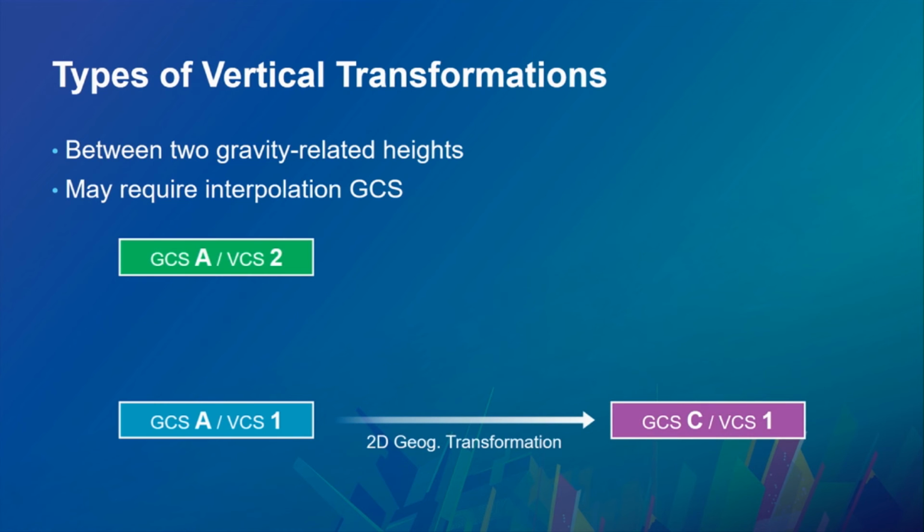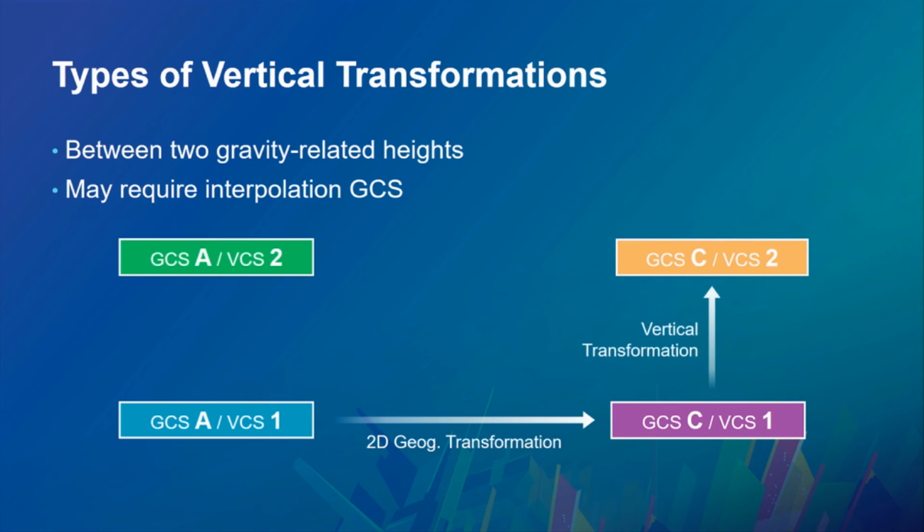So in this case, I'm starting again with the blue box. I've got GCSA, VCS1, gravity-related system. I'm going to do a 2D geographic transformation over to GCSC, still on VCS1. Now I can do the vertical transformation. So I'm still on GCSC, but now I can do VCS2, now that I'm on the right interpolation GCS. And finally, I can get back to the beginning using another 2D geographic transformation. I'm still on VCS2, haven't done anything to the Z values, but now I'm back on GCSA finally.